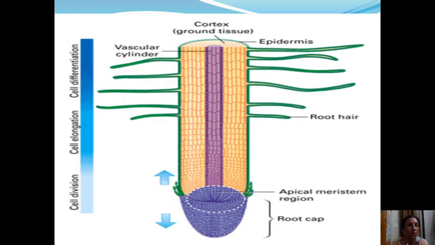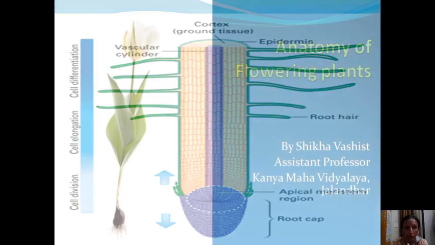This is the structure of a root, where you can see the root cap. The apical meristematic region in case of root is subterminal in position as it is protected from outside by the root cap. Then the root is divided into different regions, region of cell division, cell elongation, and cell differentiation. So every region is divided according to its function. Thank you.